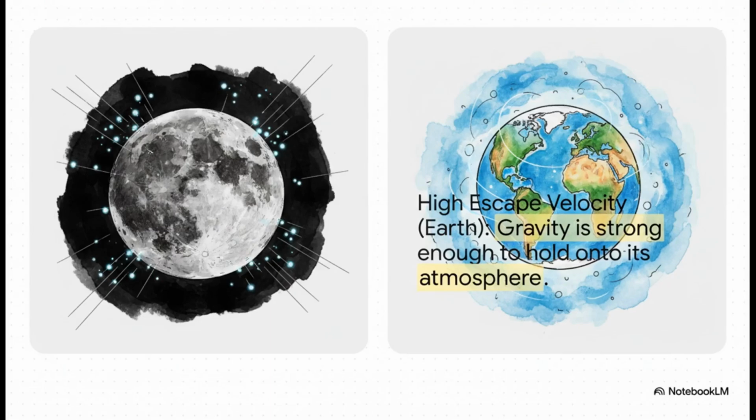Escape velocity also acts as a kind of atmospheric filter. Bodies with low escape velocities, like our moon, cannot gravitationally bind gas molecules. The thermal motion of these molecules is simply fast enough to exceed the escape velocity, so they drift away into space. Earth's higher escape velocity is what retains our atmosphere.